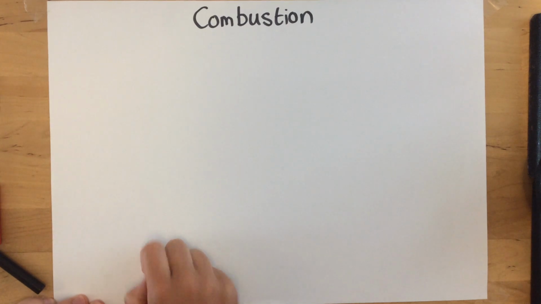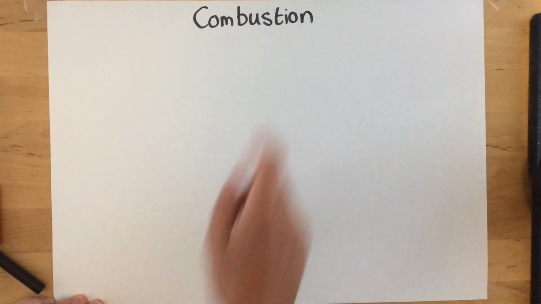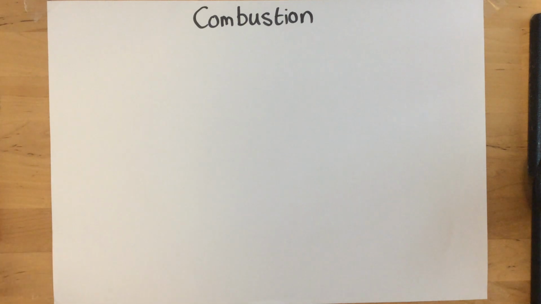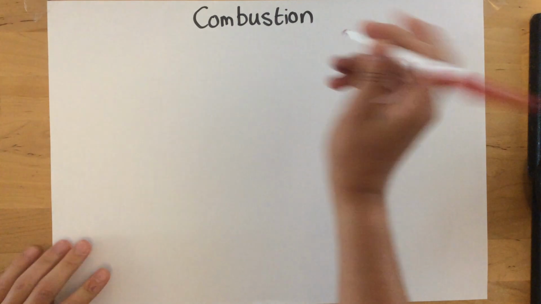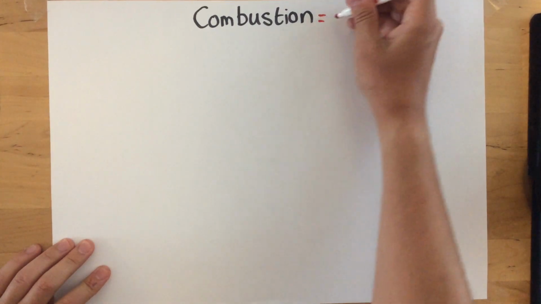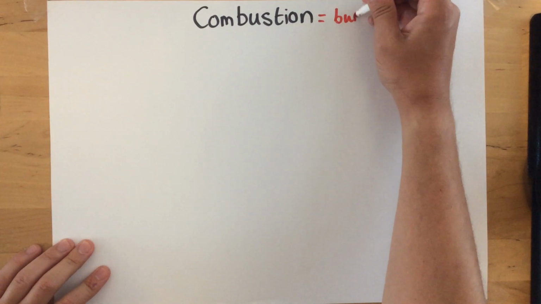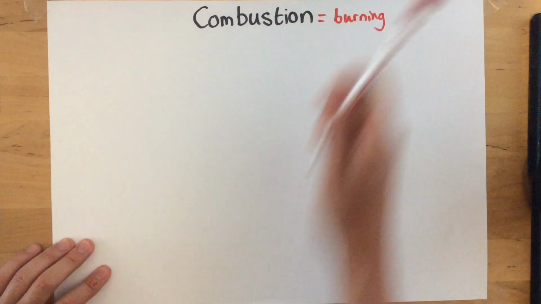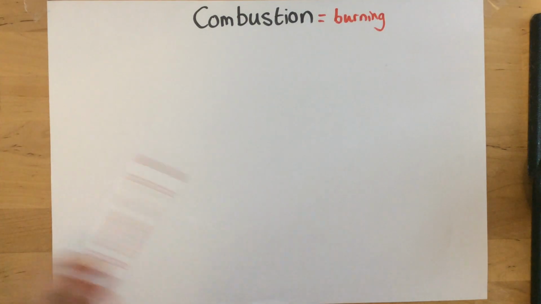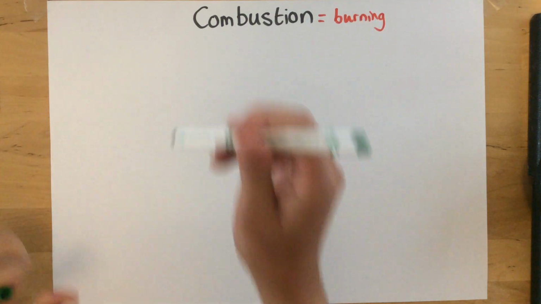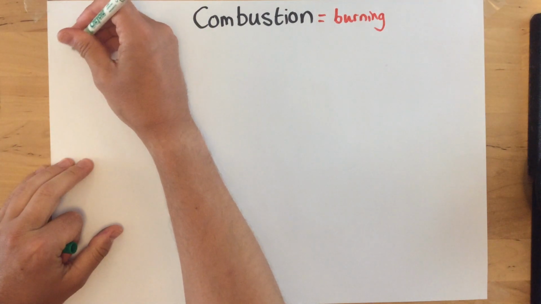Okay, today I'm going to talk to you about combustion. We're going to look at the difference between complete and incomplete combustion. So first of all, it's important to know that combustion is the scientific term for burning. And in order for combustion to occur, we need to react with oxygen.